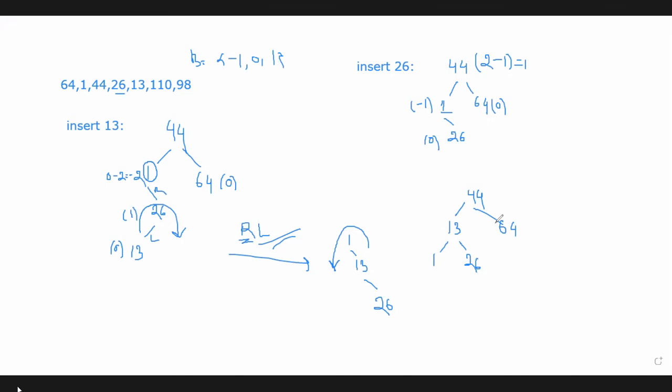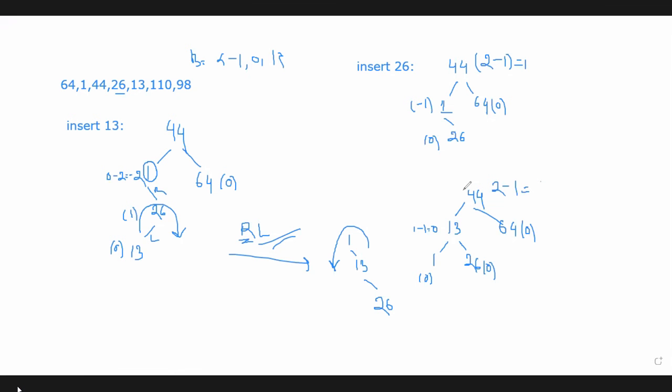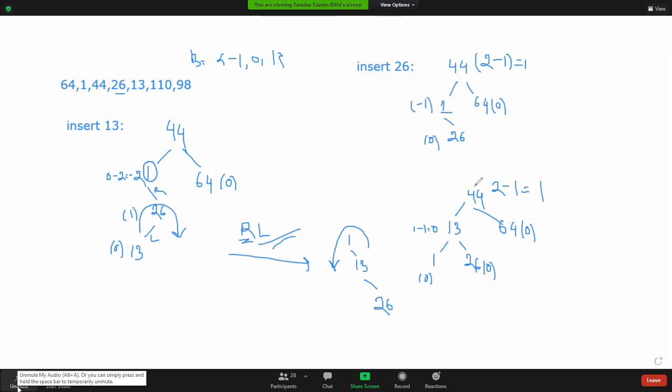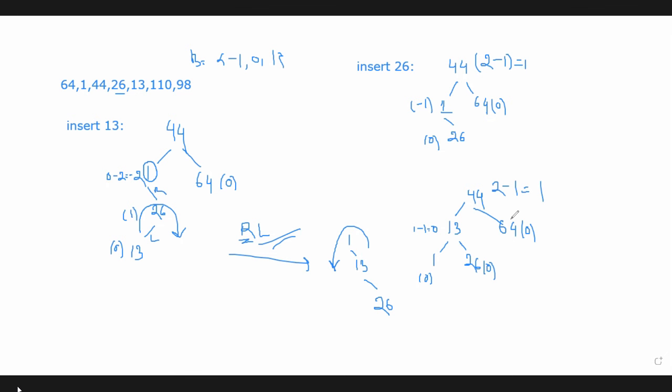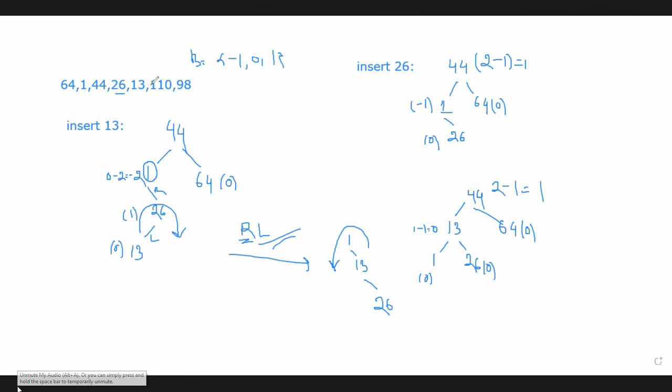Okay, so after changing it, now calculate the balance factor. For 1, 26, 64, their balance factors are 0. What about 13? Its balance factor is 1 minus 1 equals 0. Okay, then what about 44? In the left subtree, the height is 2. In the right subtree, the height is 1. So the balance factor of 44 is 1. That means this is a balanced tree. Clear? Now the next one is 110. You have to insert 110.